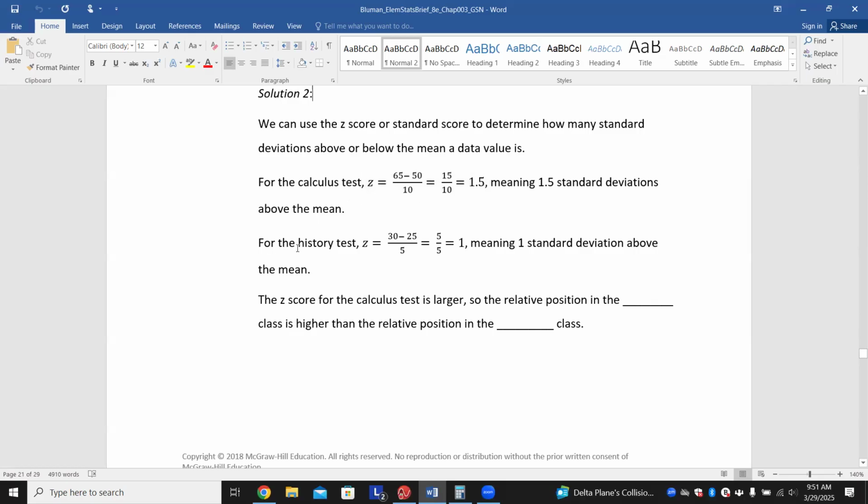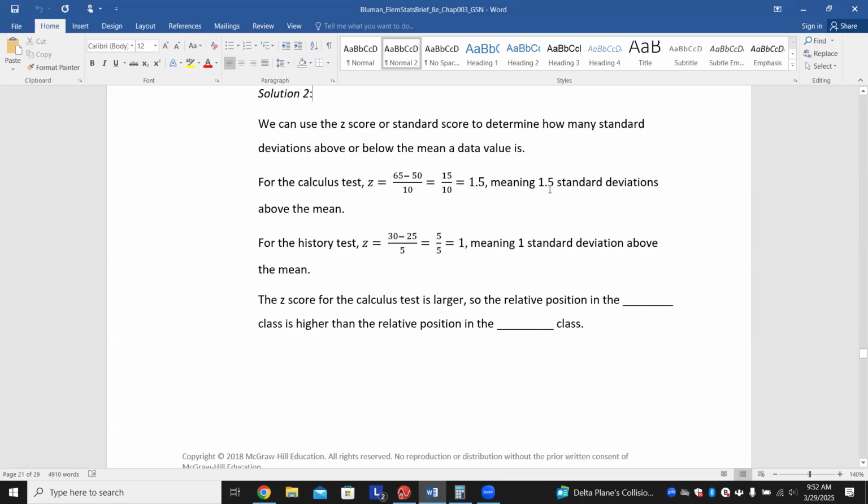Versus the history test, where Z was equal to 30, which is what they made on the test, minus 25, which was the average, divided by 5, the standard deviation. So they got 5 divided by 5, which was 1, meaning it was only 1 standard deviation above.